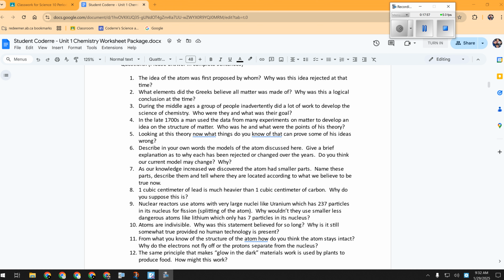Okay. All right, in the 1700s, a man used the data from many experiments to develop an idea on the structure of matter. Okay, who was it? Dalton. It was Dalton. Okay, his theory had 4 points. Just to be quick here, the 4 points need to go something like this. In your own words is fine. Okay, point number 1, all matter made of atoms. If you have something along those lines, that's good enough.